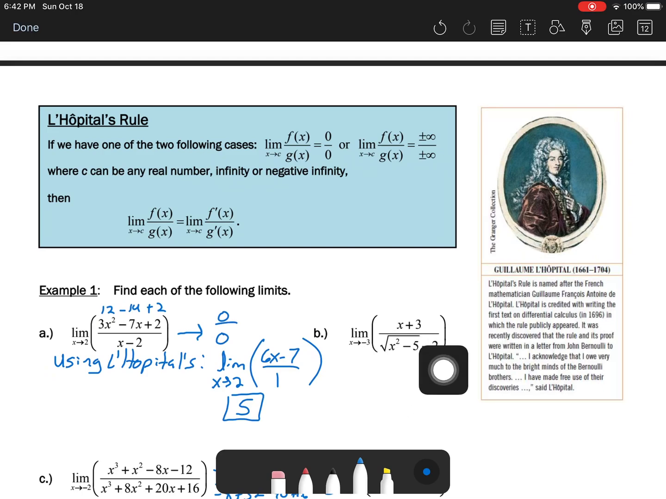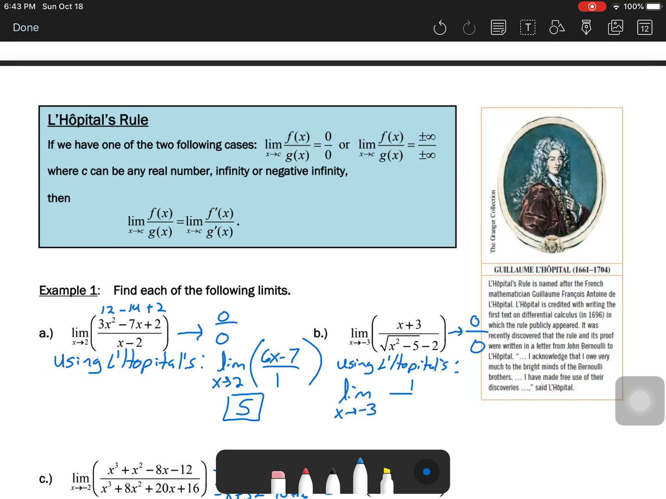So if we plug in -3, clearly we're going to get a 0 on top. And if we put -3 in the bottom, it's going to be 9 minus 5, which is 4. Square root of 4 is 2. 2 minus 2 is 0. Okay, so I'm going to say it again, using L'Hopital's rule. Now I can just rewrite my limit expression having taken the derivative of the numerator and denominator.